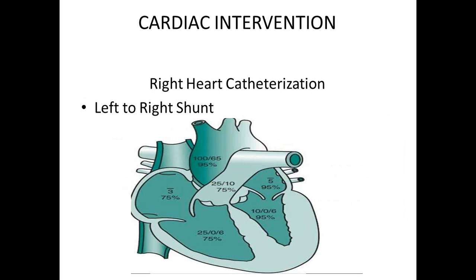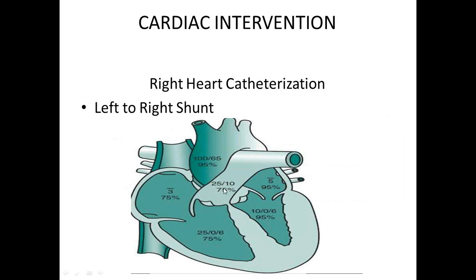So you have to have an idea of what normal saturation and normal pressures are. So again, the superior vena cava drains into the right atrium, the inferior vena cava drains into the right atrium, and the average saturation of blood in the right atrium is about 75%, and in the right ventricle is approximately the same, 75%.